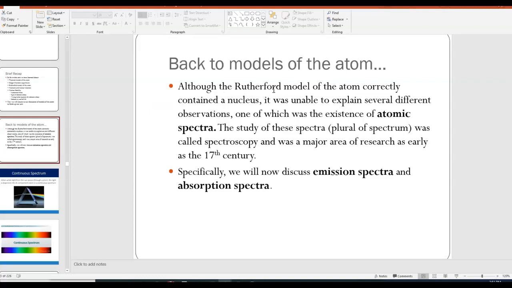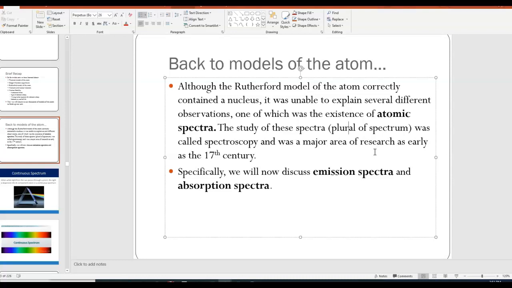It says, although the Rutherford model of the atom correctly contained a nucleus, it was unable to explain several different observations, one of which was the existence of atomic spectra. By the way, spectra is the plural of spectrum, and the study of these atomic spectra was called spectroscopy, and it was a major area of research as early as the 1600s, the mid-1600s.